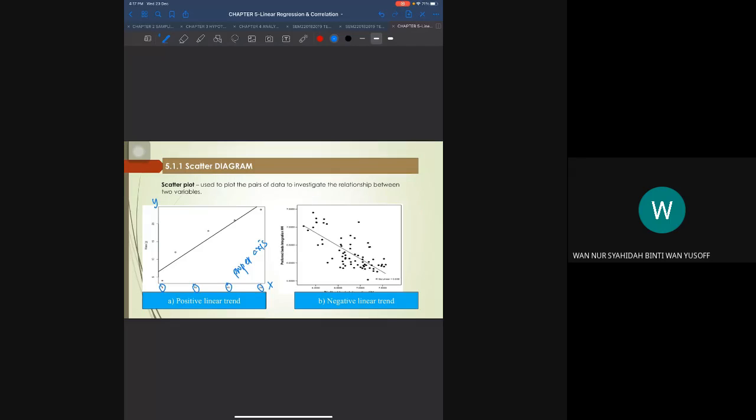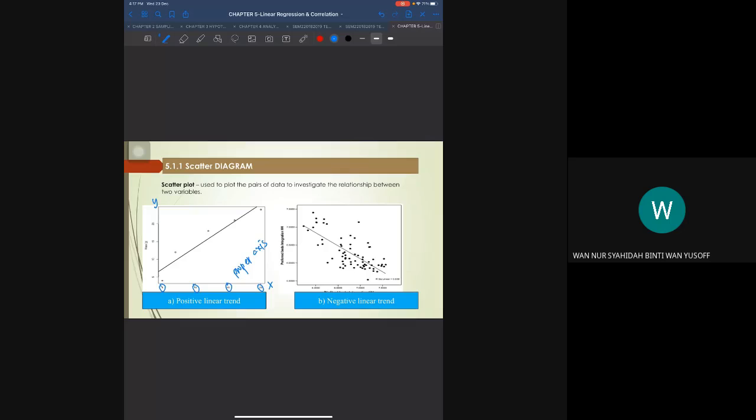So a scatter plot is used to plot the pairs of data to investigate the relationship between two variables. This is the first step in order to check whether there exists a relationship or not between variables. There are four common trends that you can write.